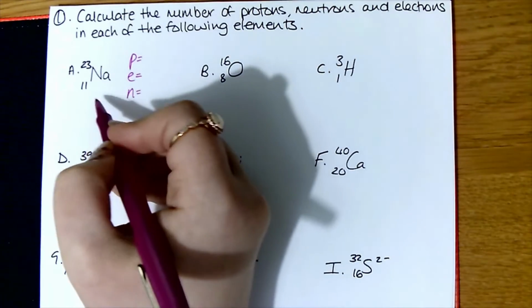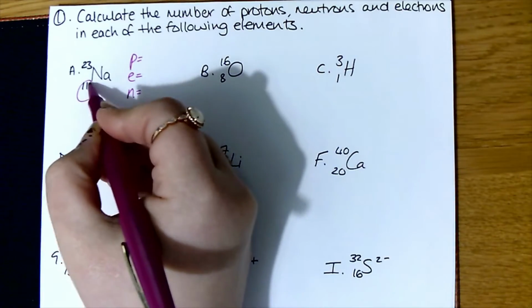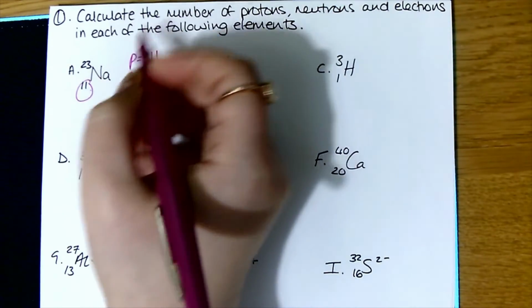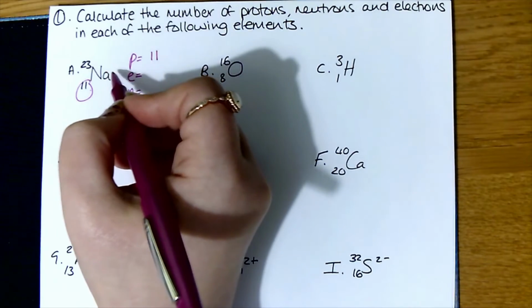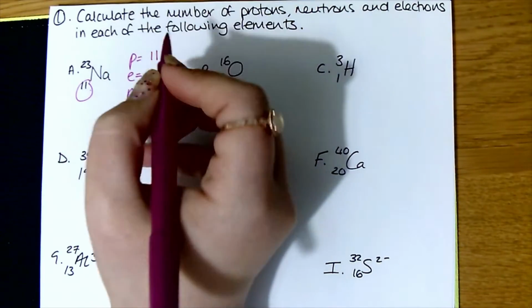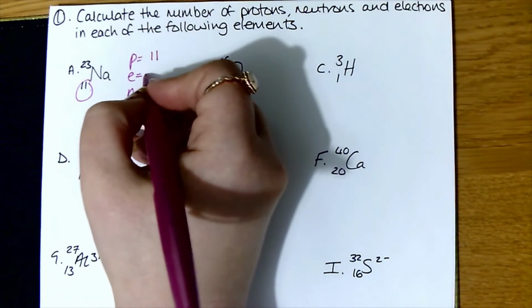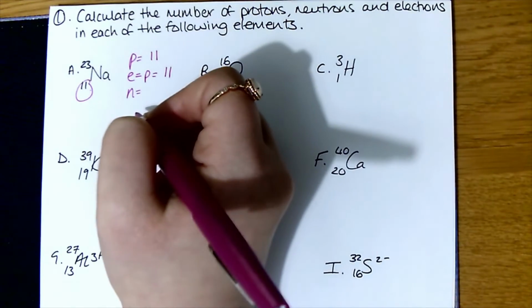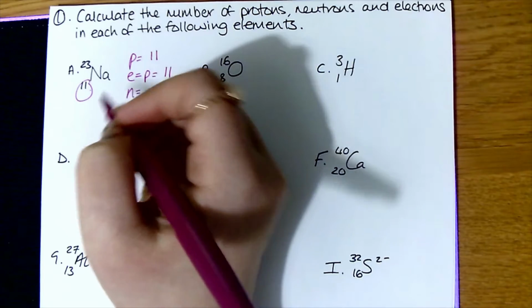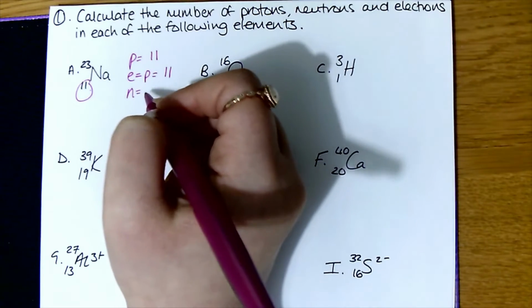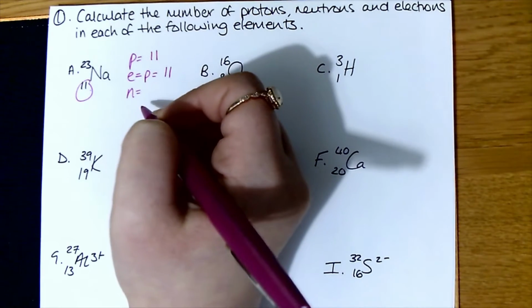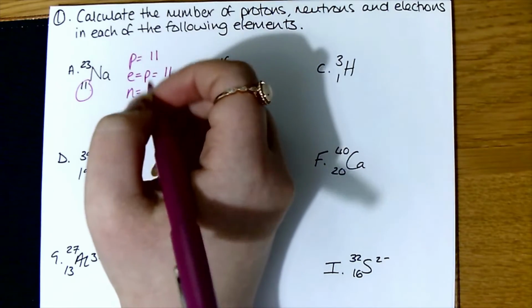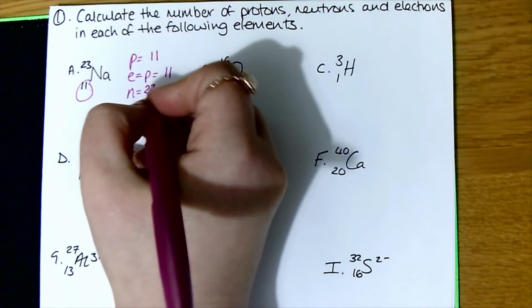Now the number of protons is equal to the atomic number, so that is 11. Here we do not have any charge, which means that we have got an atom. In an atom, the electrons is equal to the protons, which means we have 11 here. And our neutrons is, remember, the mass number equals the number of neutrons plus the protons. So to work out neutrons, we do the mass number minus protons, 23 minus 11.